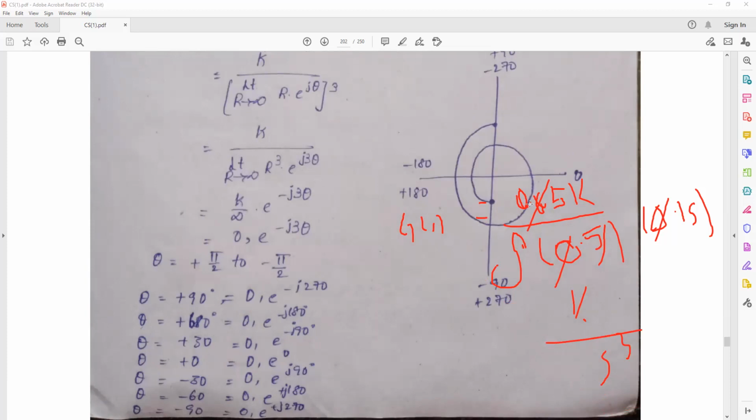So now draw the Nyquist plot. First minus 270, next minus 180, minus 90. Next 0, then from 0 to plus 90, plus 180, plus 270. Joining all the values, clear? This is the mapping of section C3.